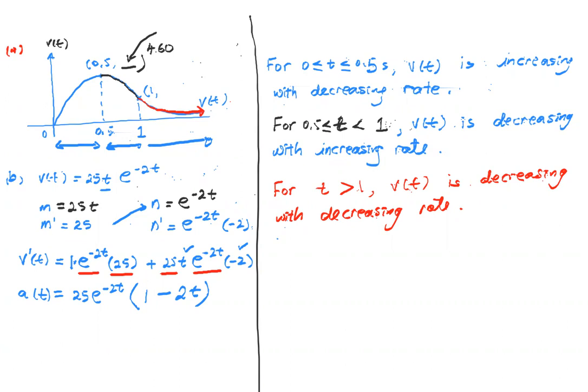Now, when is the velocity of the object increasing? If you look at the graph, you should know, am I right? You can answer the question already. When is it increasing? So my answer for C is: t greater than or equal to 0, but less than or equal to 0.5.